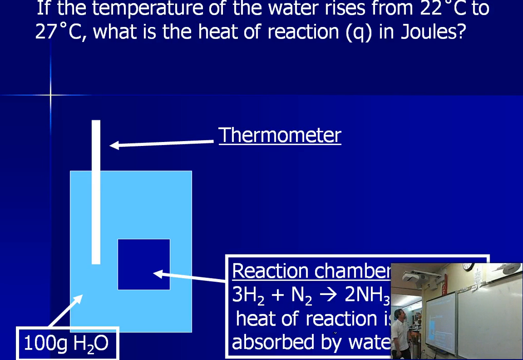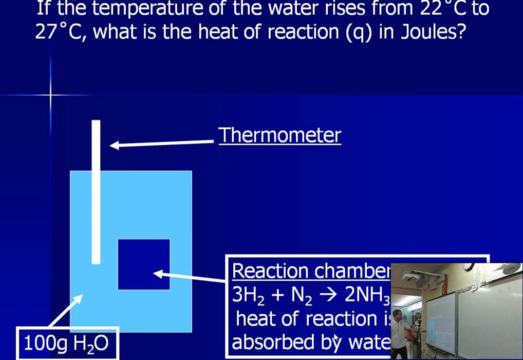Looking at this one, it says if the temperature of the water rises from 22 degrees Celsius to 27 degrees Celsius, what is the heat of reaction in joules? So we're trying to find Q. Again, here's my question. Is there a phase change? In this case, the answer is no, because I don't see words like melting, freezing, boiling, condensing. Do I see a delta T? Is there a change in temperature? The answer here is yes, because it's moving from 22 to 27.